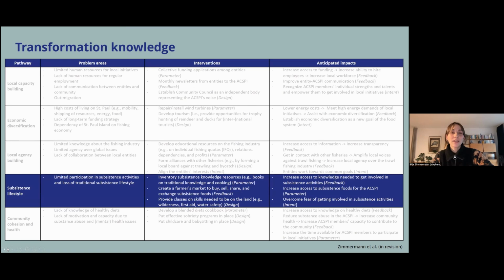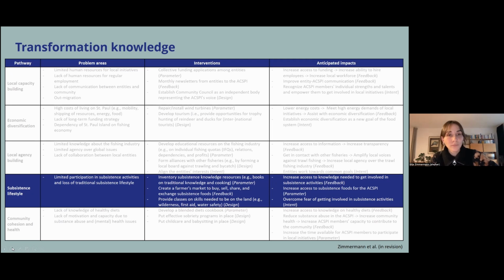For example, if we look at the subsistence lifestyle pathway, one main problem in the St. Paul Island food system is the limited participation of community members in subsistence activities and the consequent loss of the traditional subsistence lifestyle. And one intervention that the community could implement to address this issue is to inventory subsistence knowledge resources, which would increase community members' access to the knowledge needed to then get involved in subsistence activities. Or another idea to address this issue was to create a farmers market locally to buy, sell, share, and exchange subsistence foods to increase access to these foods for community members who don't hunt or fish themselves. Or, for example, a third idea was to provide classes on the skills that are needed to be on the land, such as wilderness, first aid, and water safety, so that community members can overcome the fear of getting involved in subsistence activities, which is also a big problem.